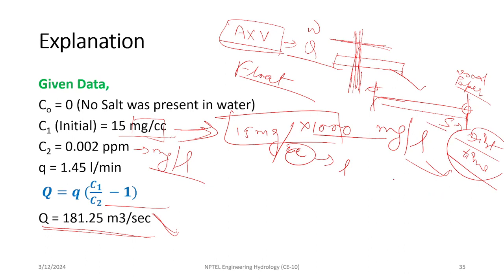Then the third one was the dilution method, the dye injection method. For this one you need to be more cautious while preparing the salt solution. That is important, because if there is an error, you will definitely not get an accurate result.